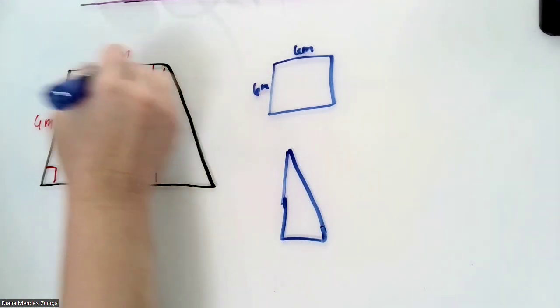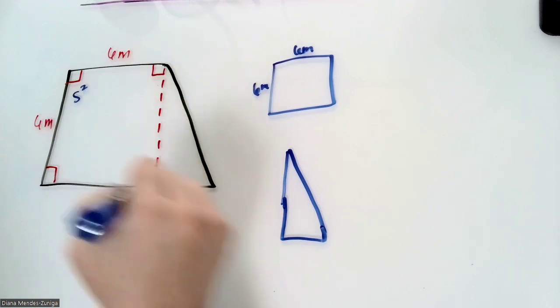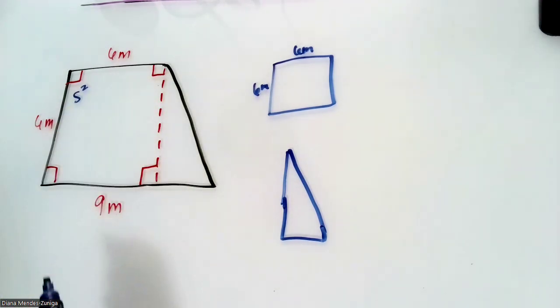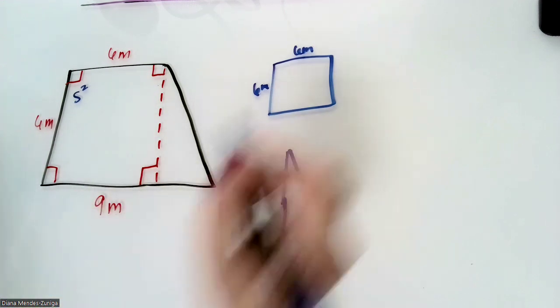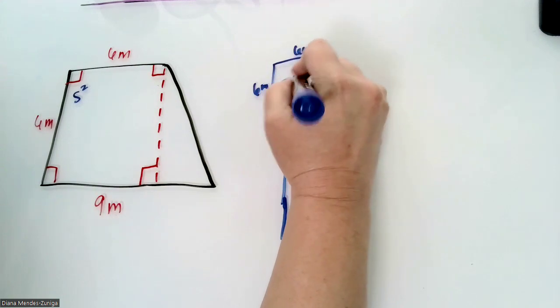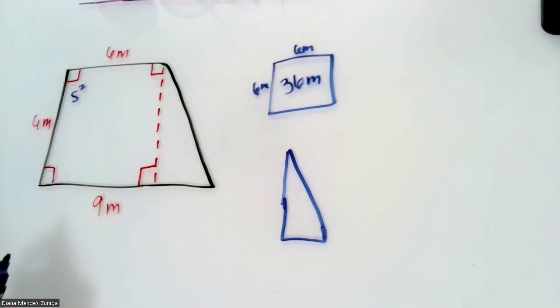So now if you look at the shape, I actually have a square here, and then I have a triangle here. To find the area of the square, I already have all the information that I need because this is 6, and the formula is going to be S squared. So to find the area of a square, I'm just going to times 6 times 6, or 6 squared. So the area of my square is going to be 36 meters. So let's save that for later.